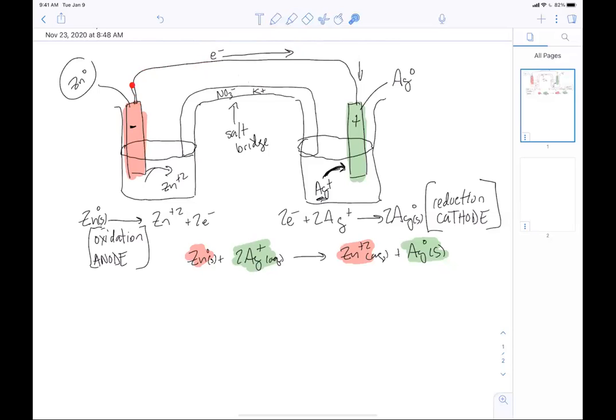You're harnessing the work that's done as the electrons move from a high state of potential energy to a lower state of potential energy. So the zinc is holding the electrons over here. The potential energy is lower if silver is holding the electrons, and you're just harnessing that power.